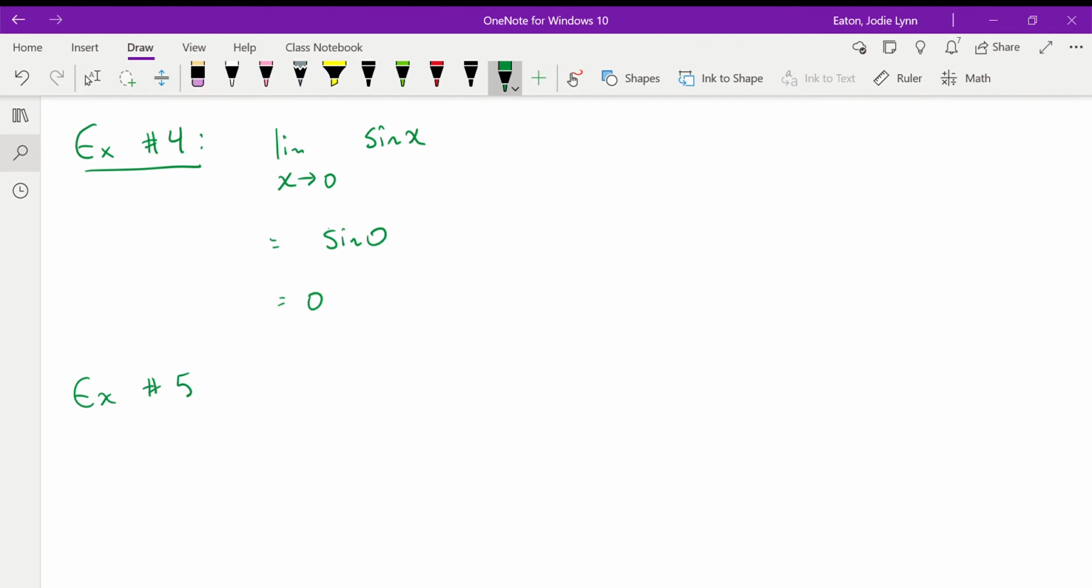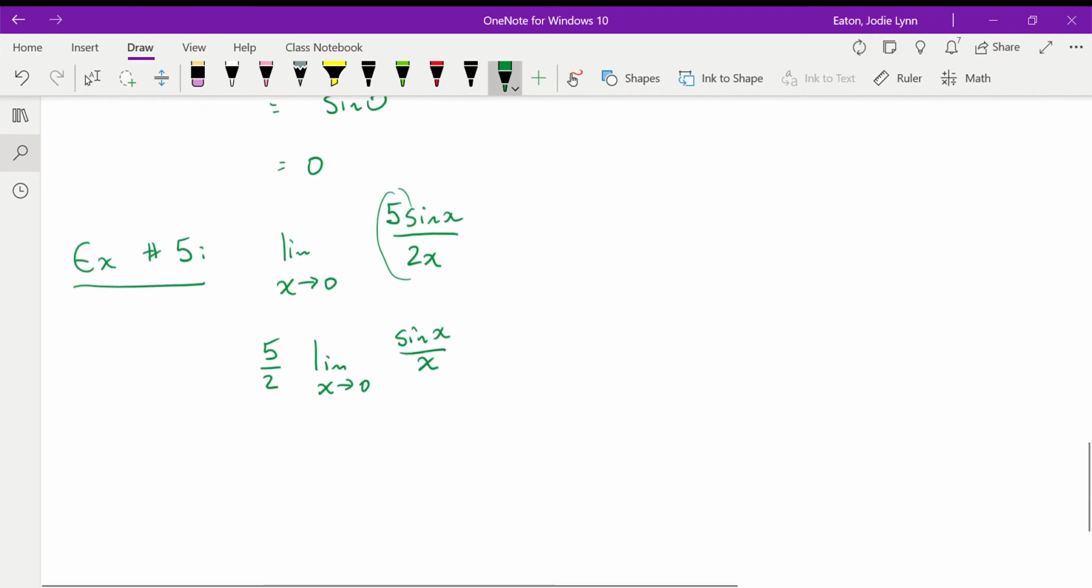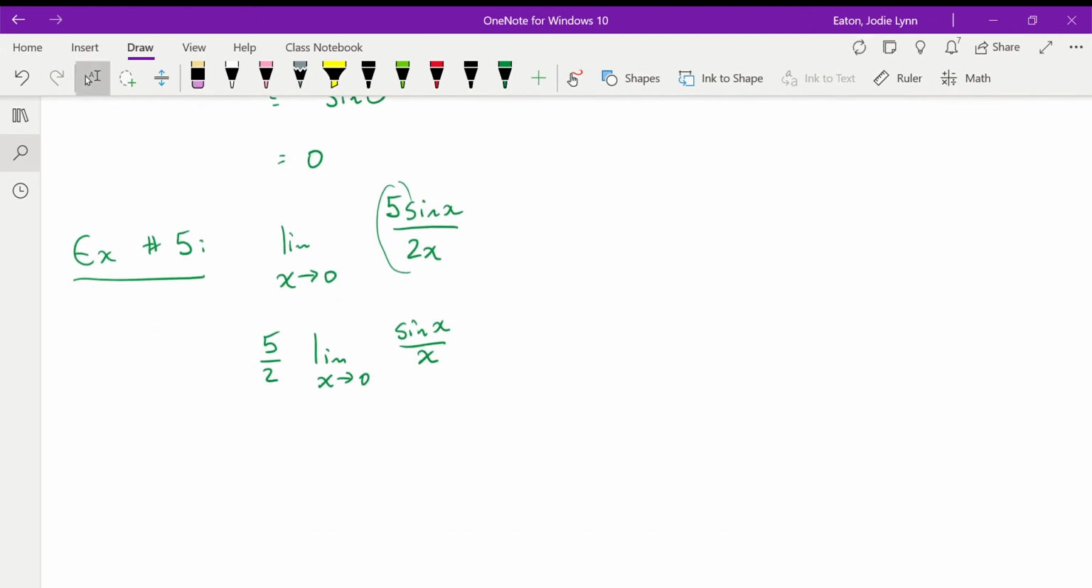Example number 5, I have the limit as x approaches 0 this time, not infinity, of 5 sine x over 2x. So I can think of this as being multiplied by a constant of 5/2. So this is equal to 5/2, the limit, and we're treating this as a constant multiplier now, the limit as x approaches 0 of sine x over x. This limit is equal to 1, so this is equal to 5/2 times 1, which is just 5/2.